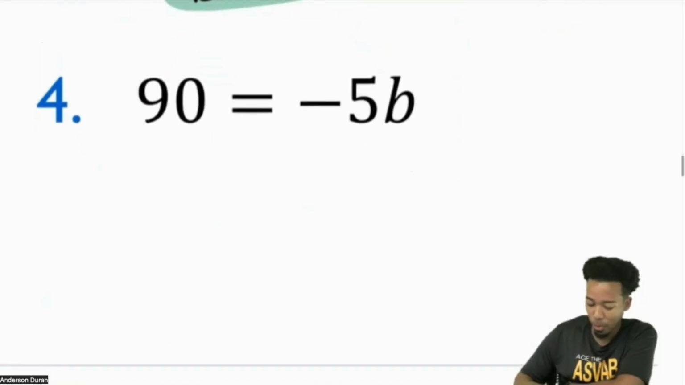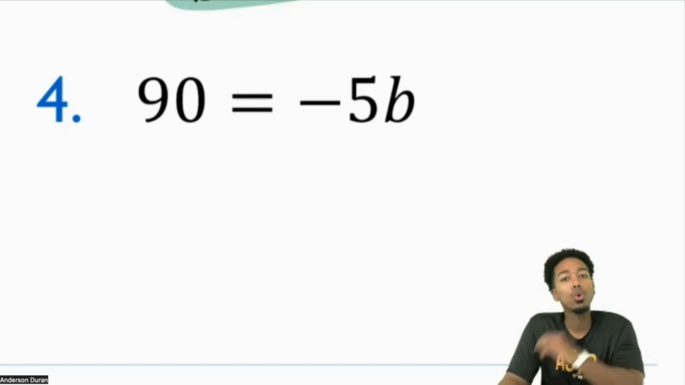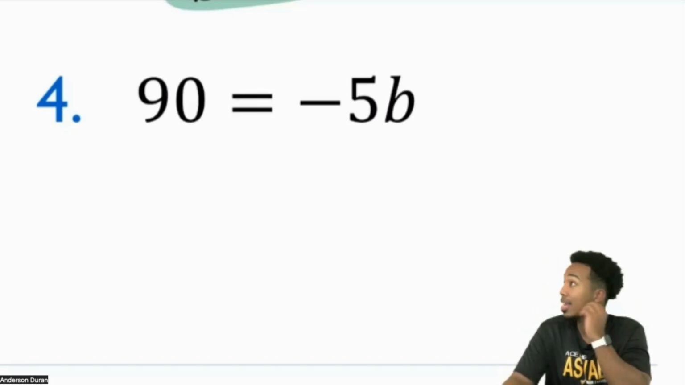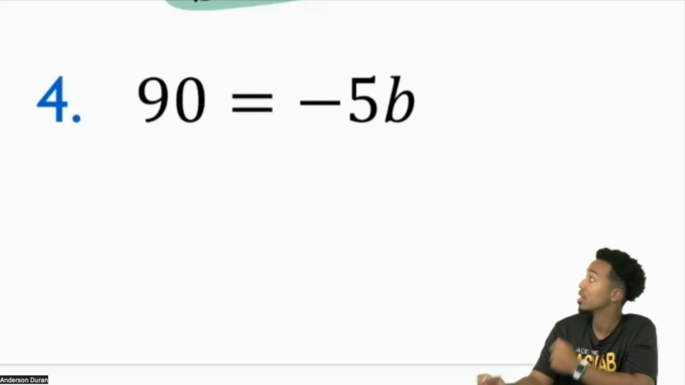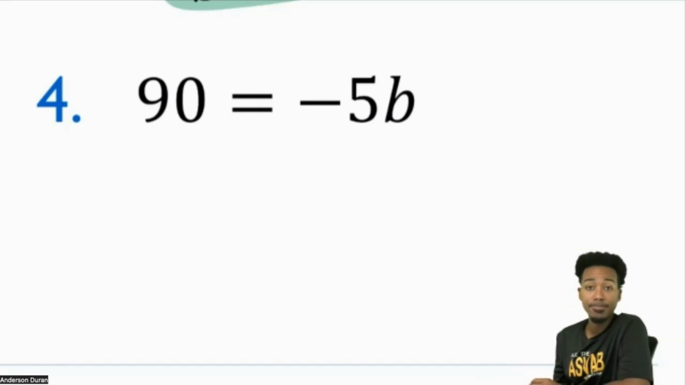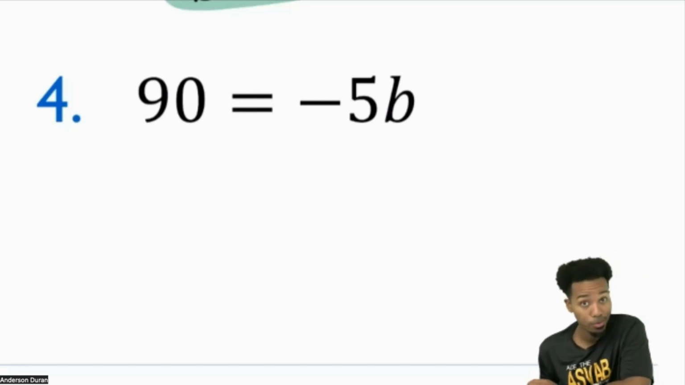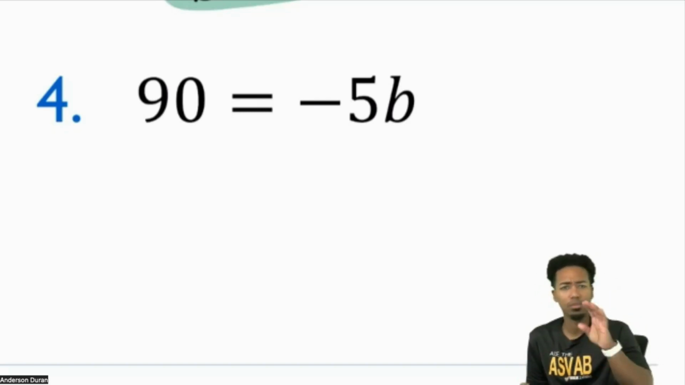So here we go. Number 4, 90 equals negative 5b. Who here would agree if I said, hey, that 5 is being subtracted, so I should add 5 to both sides? Who would agree if I said, to answer this question, I have to add 5 to both sides? The answer to that is no. This is another common mistake that I can really help you avoid.